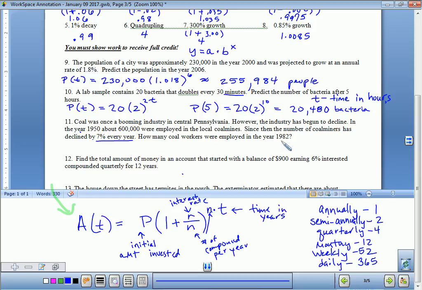How many coal workers were employed in the year 1982? So the population of coal workers with respect to time. The initial amount of coal workers was 600,000. We are declining, so it's 1 minus our percentage as a decimal, and times 0 was the year 1950. So how many years have elapsed between 1950 and 1982? 32. 32 years. So this would be approximately, this is decay, so we would have to round which way?